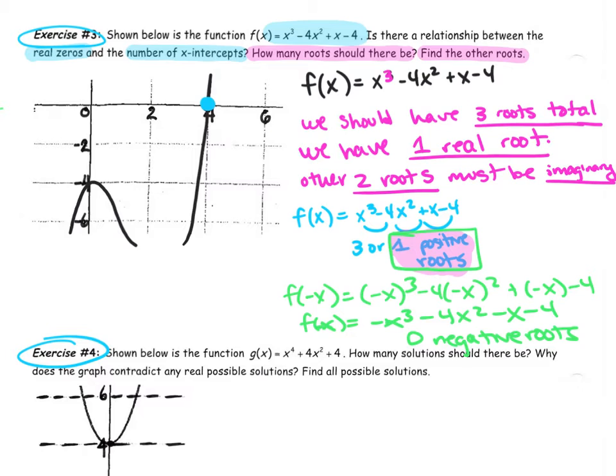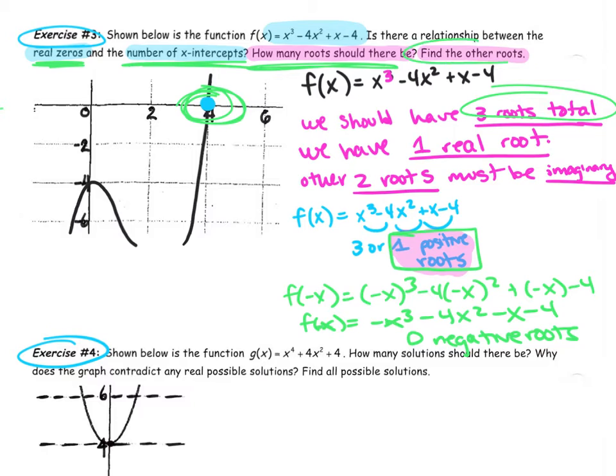Okay, so we have number of x-intercepts. There's 1. How many real zeros? Just the 1. How many roots should there be? We said there should be 3 total. Find the other roots. We want to make sure we're answering everything. So find the other roots. Well, hey, here's my function. X equals 4 is a root.